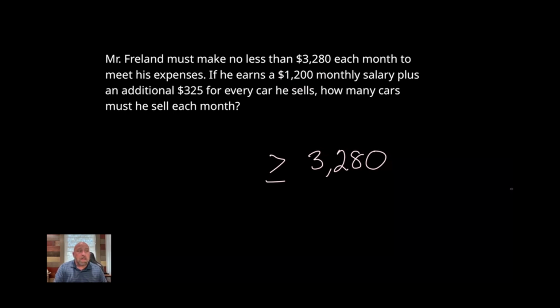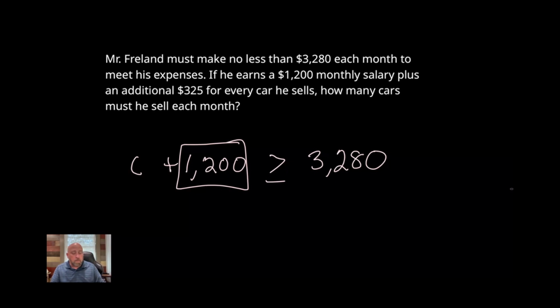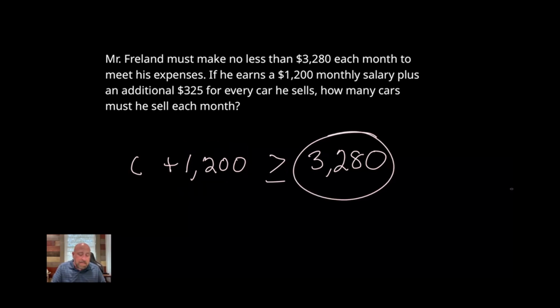And so if he earns 1,200, that's going to be his earnings for every month regardless. That's just like him going into work. He makes that much, so this is going to be added to whatever his commissions are. But then his commissions, how many cars does he need to sell? We could use X or we could use C for cars. So let's use C for cars. So the cars plus his salary of 1,200 has to equal this.